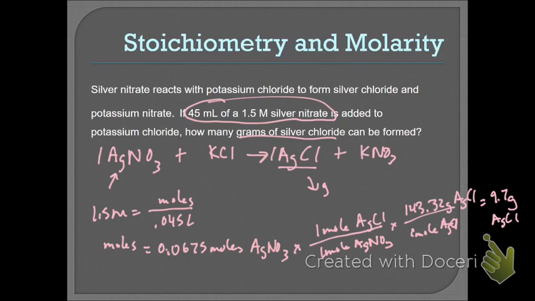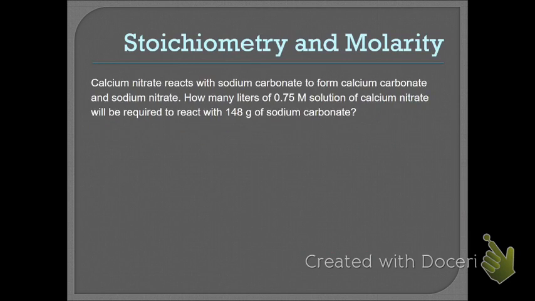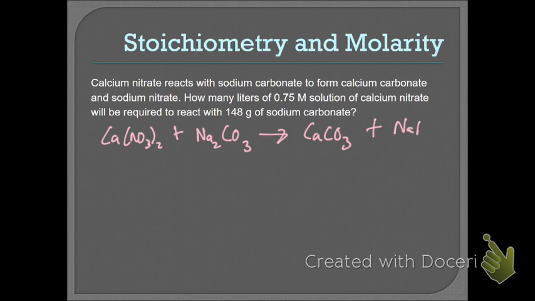Okay. All right, let's do another one. So here we have calcium nitrate, so same thing. We need a balanced chemical equation, so calcium nitrate reacts with sodium carbonate to form calcium carbonate plus sodium nitrate. Okay, let's make sure we balance this. It says how many liters of 0.75 solution of calcium nitrate, so we want to know liters, right? Will be required to react with 148 grams of Na2CO3.